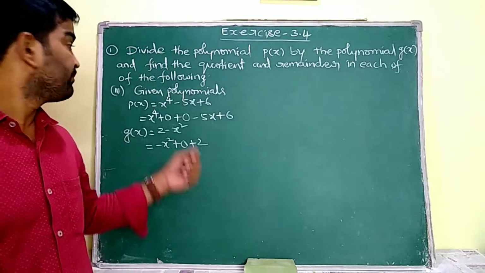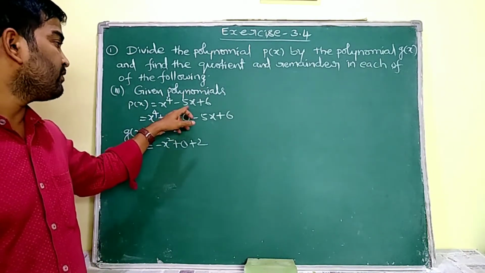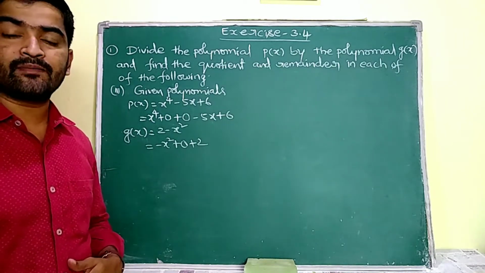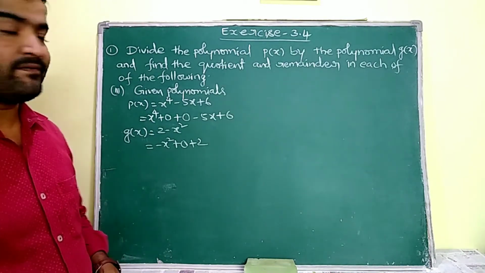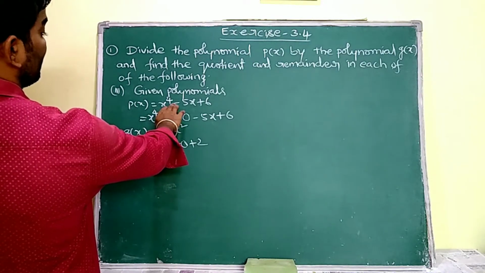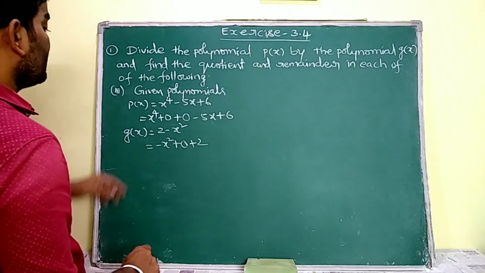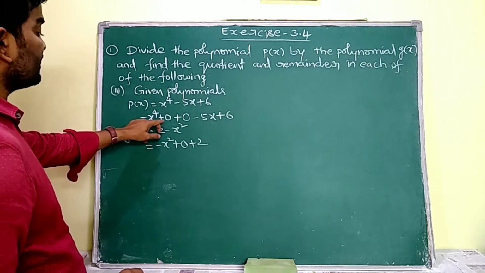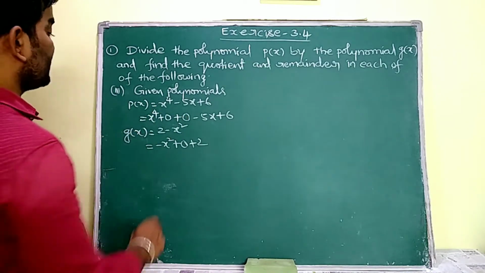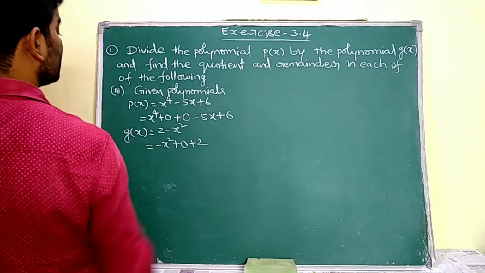See, third problem. Given polynomials p of x is equal to x power of 4 minus 5x plus 6. Now I have to arrange the given polynomial into a standard form. So here, see, after fourth degree we are not having third and second degree terms. So I have to write zeros in the place of that cube term and square term. So that is why x power of 4 plus 0 minus 5x plus 6.